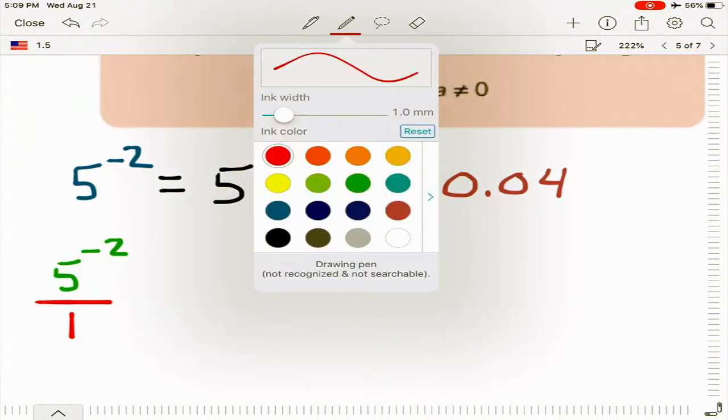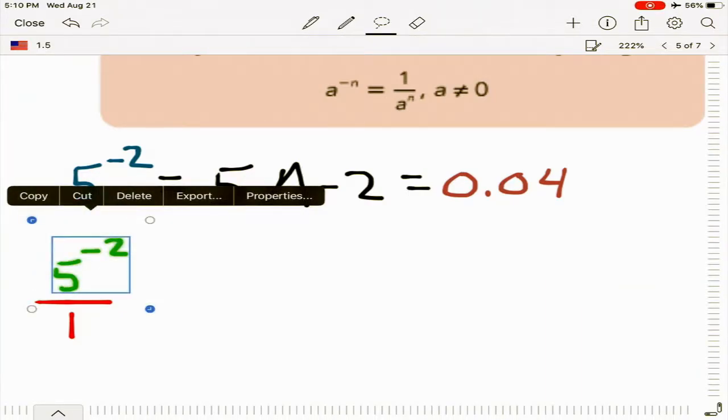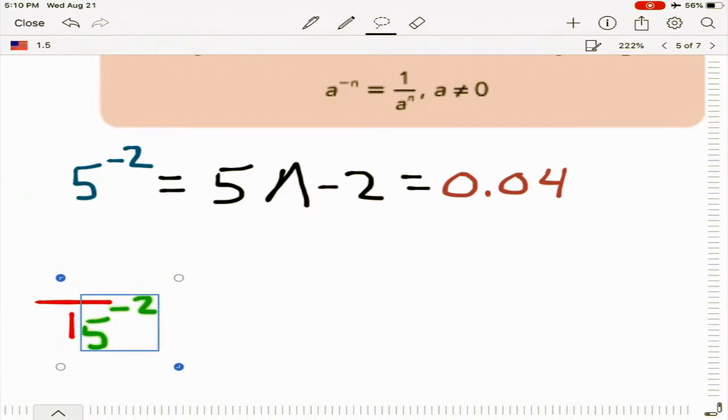Now this is the part that gets kind of confusing, and I'll do my best to explain it. In order for you to convert the negative exponent to a positive exponent, you have to move it to the other side of the fraction bar. So for example here, if I take this 5 to the negative 2 power, you see how it's on top? Do you see how it's in the numerator? If I brought it down to the denominator, the exponent turns into a positive.